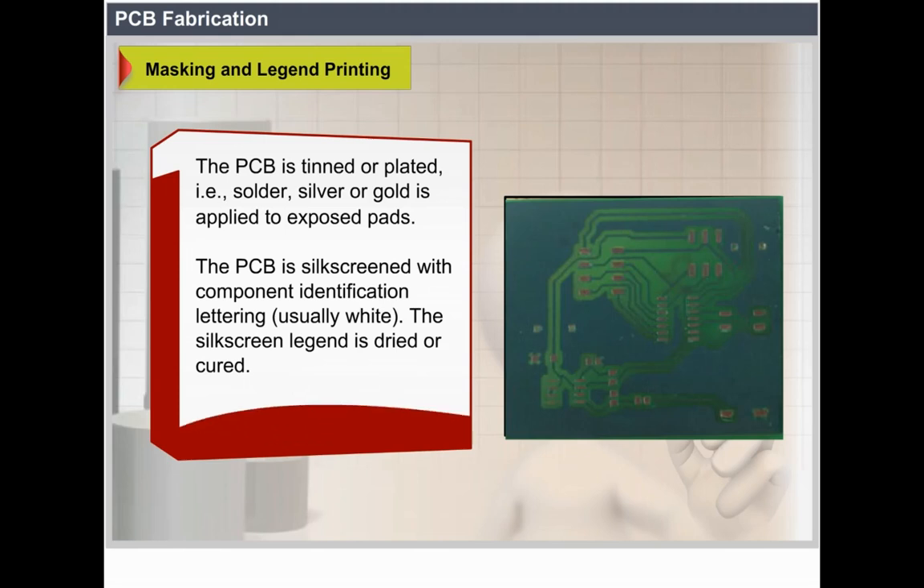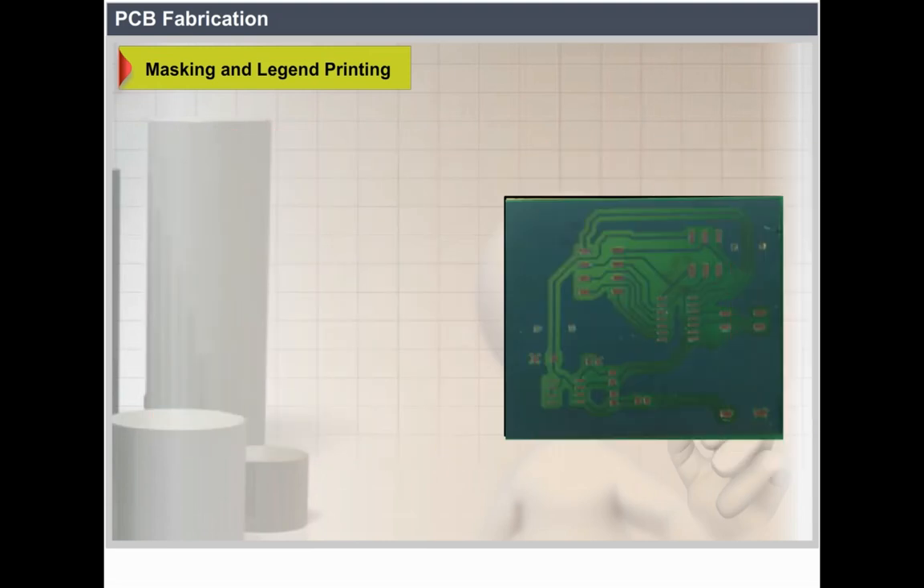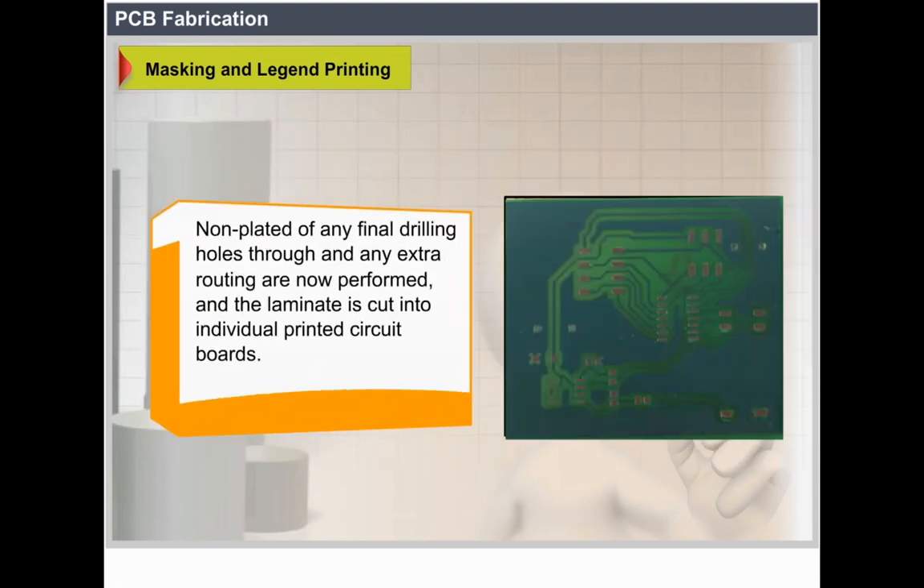The PCB is tinned or plated, that is, solder, silver or gold is applied to exposed pads. The PCB is silk screened with component identification lettering, usually white. The silk screen legend is dried or cured. Any final drilling of holes that are not to be plated through and any extra routing are now performed, and the laminate is cut into individual printed circuit boards.